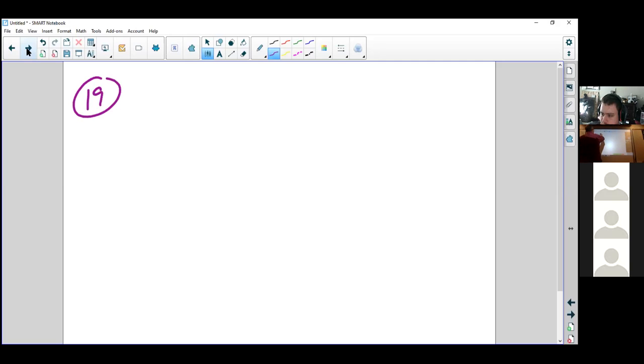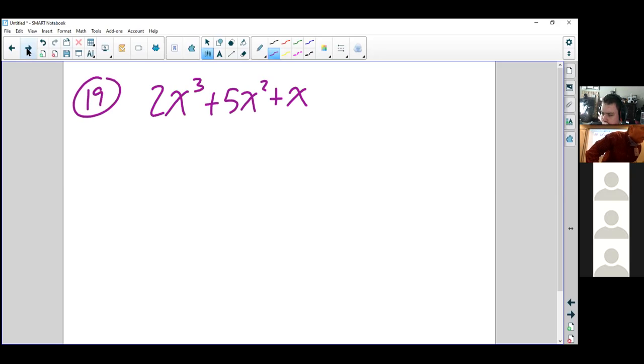2x to the third plus 5x squared plus x, and then minus 2. Okay. So we do have 4 terms. So let's take a look and say, is there anything I can factor out of both of those?